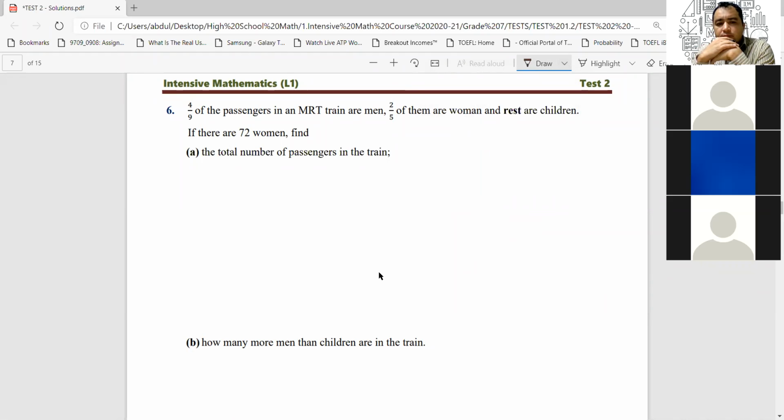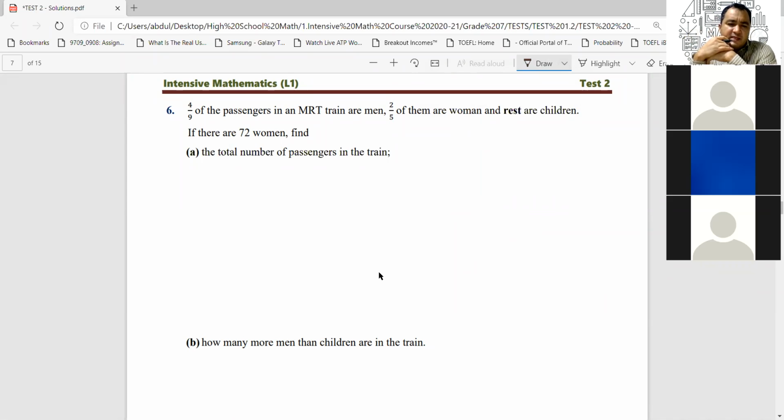So 4 out of 9 of the passengers in an Emirates train are men. 2 of 5 of them are women, and the rest are children. If there are 72 women, find the total number of the passengers in the train.